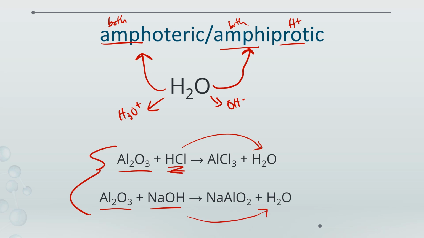You know what neutralizes acids? Bases. You know what neutralizes bases? Acids. And so a substance like aluminum oxide is amphoteric because it can act both like an acid and a base. However, it is not amphiprotic. Clearly, it has no hydrogen ions to donate.